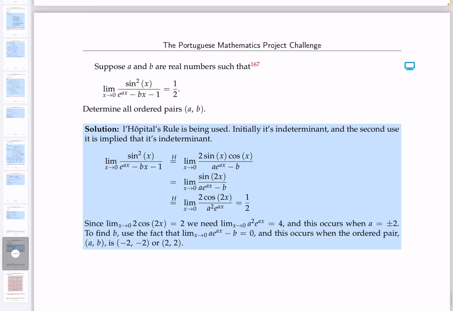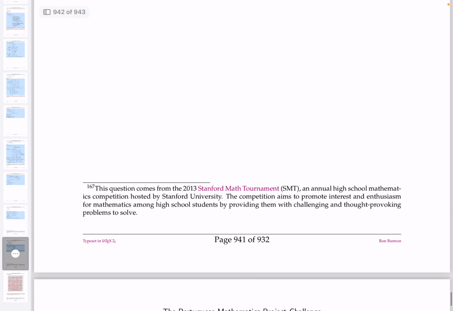All right, so what I'll do is go to the whiteboard and do it, but before I do that, I want to point out: suppose A and B are real numbers such that they give me a limit. They want to determine all the ordered pairs A, B. Now, certainly there's work done over here. When I go to the whiteboard, I'll explain what work I would do to do the problem. All right, so let's go to the whiteboard.